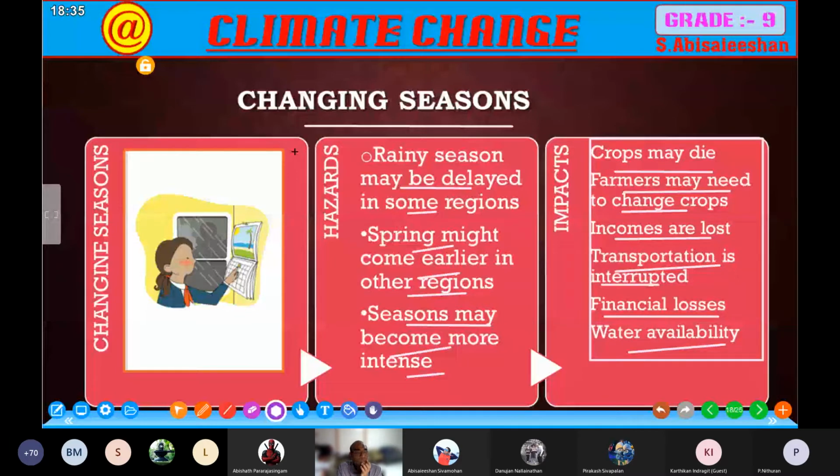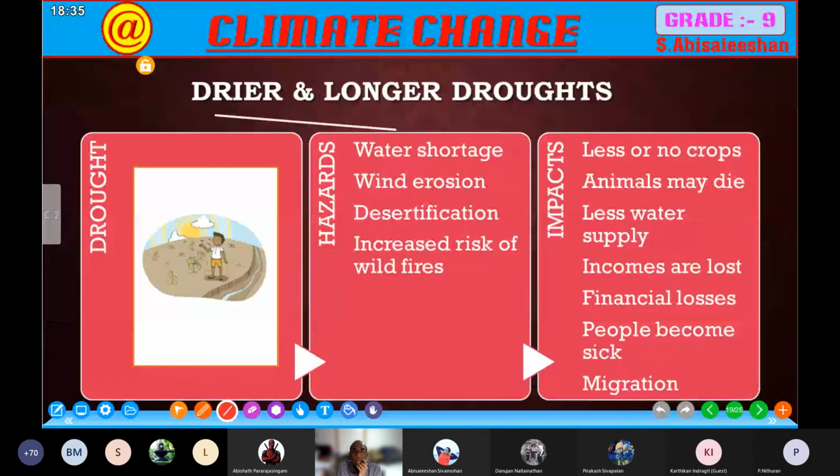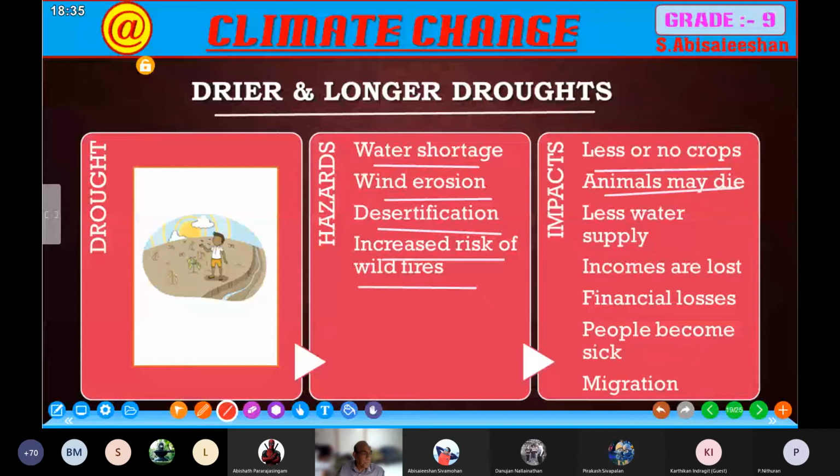Drier and longer drought. Hazards: water shortage, wind erosion, desertification, increased risks of wildfires. Impacts: less or no crops, animals may die, less water supply, incomes are lost, financial losses, people become sick, migration.